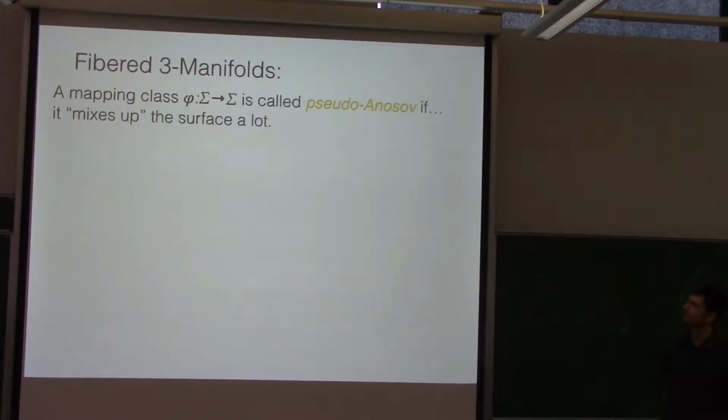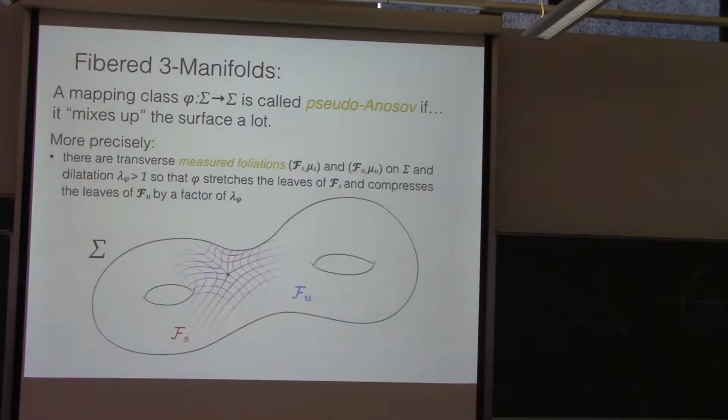What that means, if you don't know, is very loosely, it means it mixes up the surface a lot. But more precisely, we have transverse singular measured foliations, Fs and Fu. Fs is the stable foliation, Fu is the unstable foliation on the surface, and a dilatation lambda, so that our map stretches the leaves of the stable foliation by lambda and compresses the leaves of the unstable foliation. So this is a little animation of what that looks like.